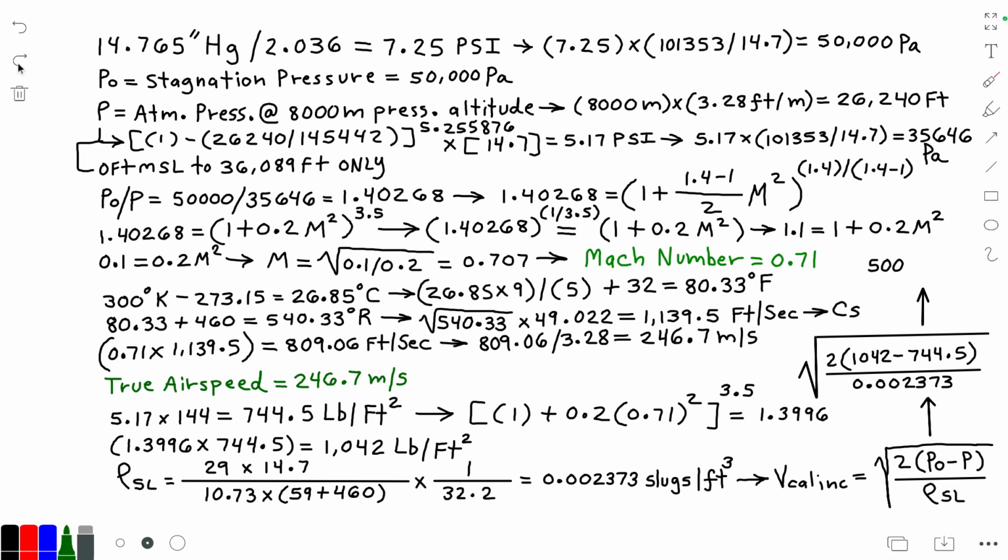equal to 500.7 feet per second, and this is then converted to meters per second. So 152.7 meters per second is the calibrated indicated airspeed, equal to 152.7 meters per second.